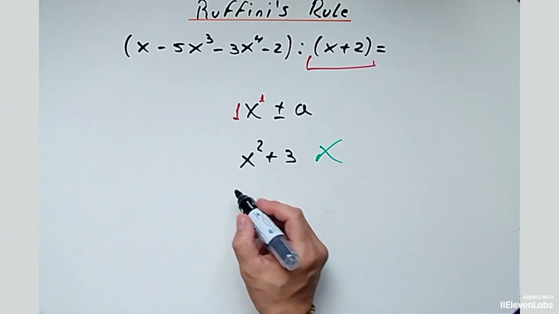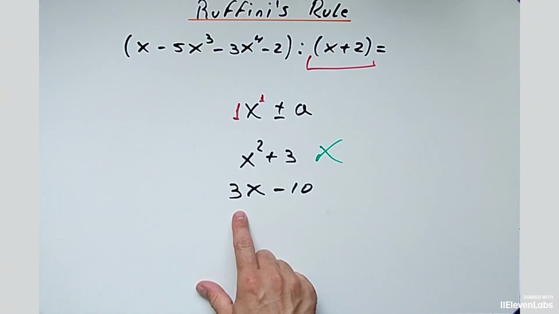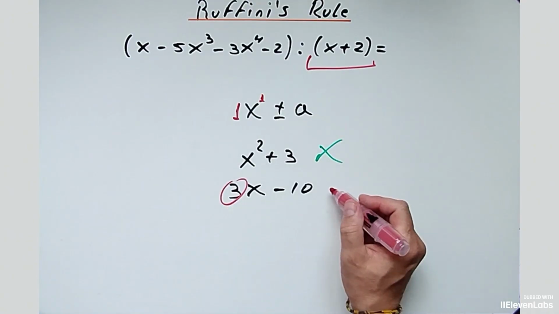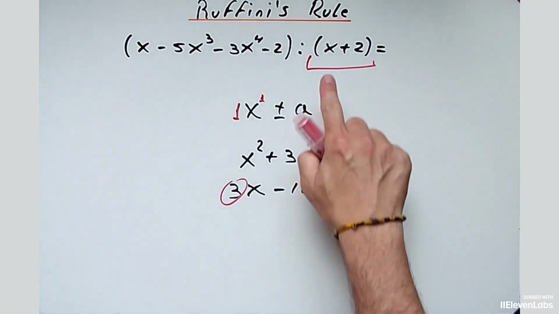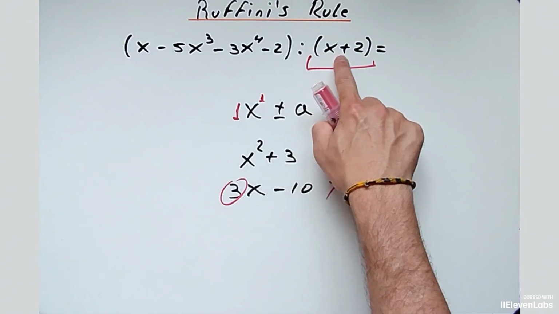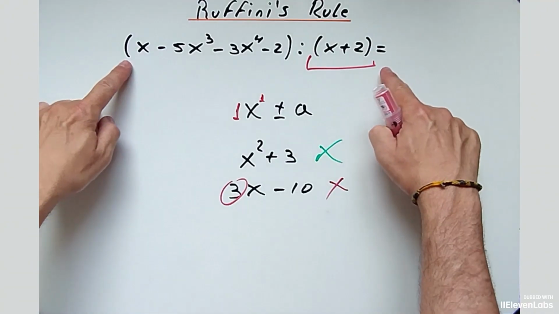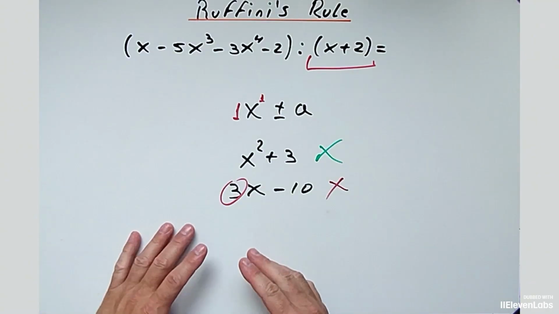It's the same if you have something like this. For example, 3x minus 10. Notice also that you now have a 3 in front of the x, so it won't work for you to apply Ruffini's rule either. The x always has to be by itself plus or minus a number like we have in the example here. So, in this particular example, yes, we will be able to use Ruffini's rule.